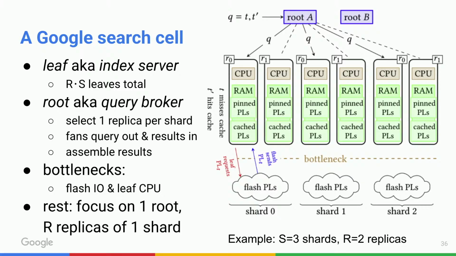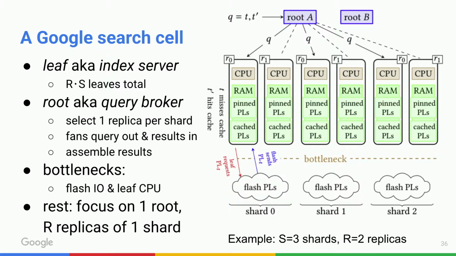For each of these 3 shards, the root has to choose one of the 2 replicas. In this case, the query came into root A, and it decided to choose replica 0 for each of the 3 shards. But it didn't have to. It could do replica 0 here, replica 0 here, and then replica 1 here if it wanted. The point is, it makes S different decisions, 1 for each shard, and within that shard, it has to choose one of the R replicas.